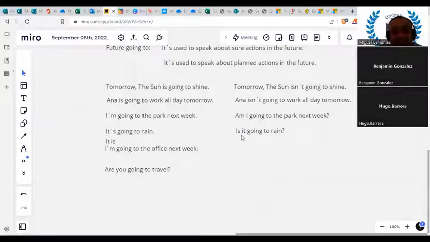Ahí, chicos. Tienen que invertirlo, okay? Como aquí ven. I am going to. Y no invertimos am I going to. It's going to rain. Y no invertimos. Is it going to rain?